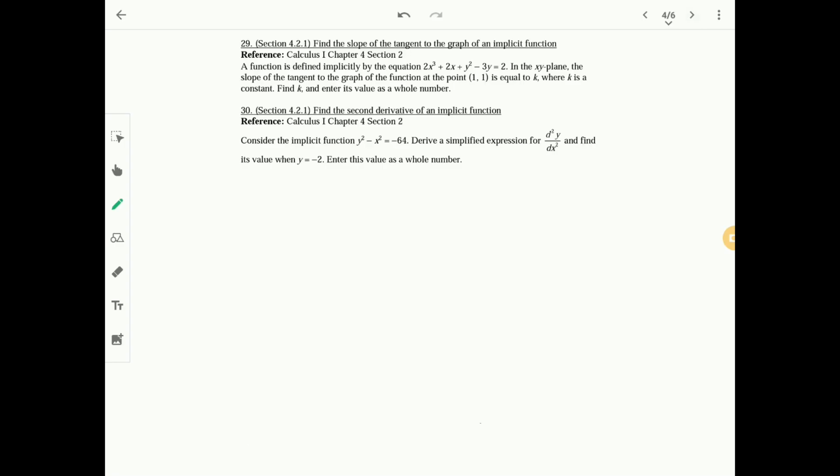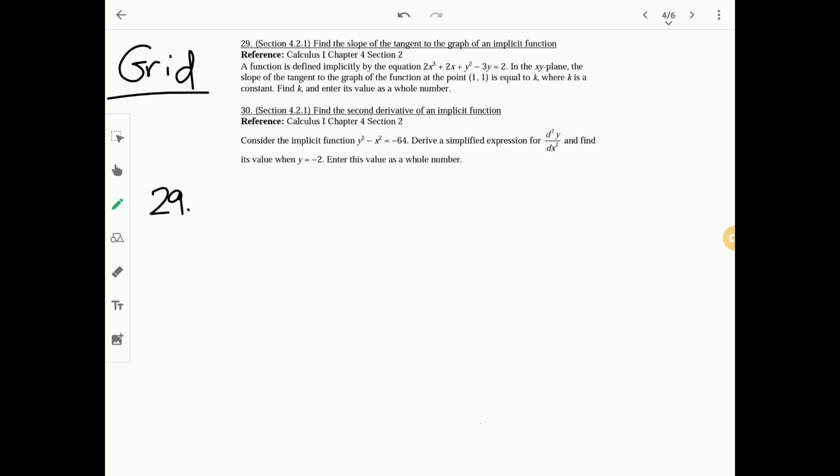Let's move on to the grid, and grid questions number 29 and 30 are relevant to this section, and I'll give you guys a few seconds and we'll solve them together. Okay, let's solve it together.